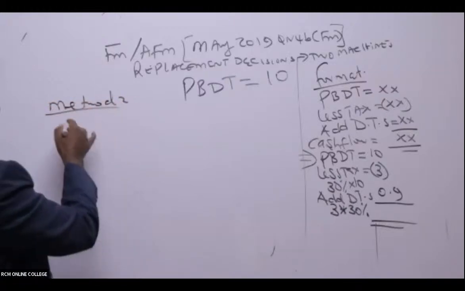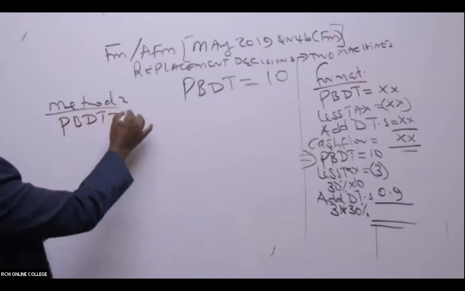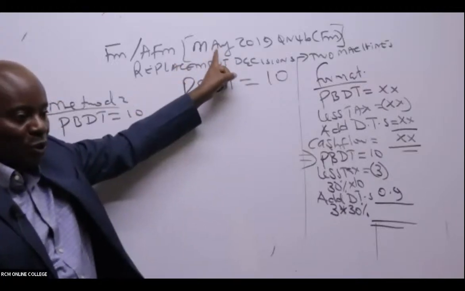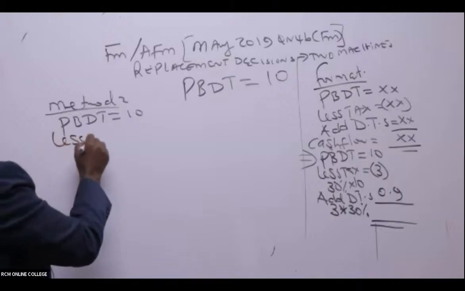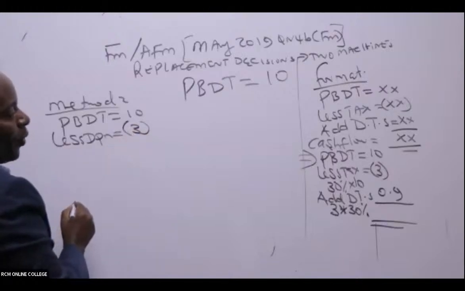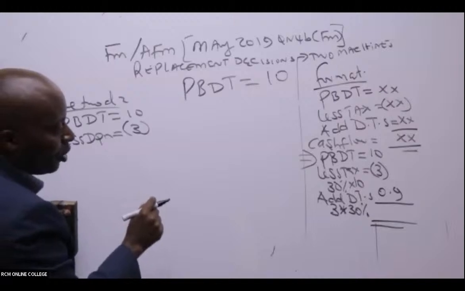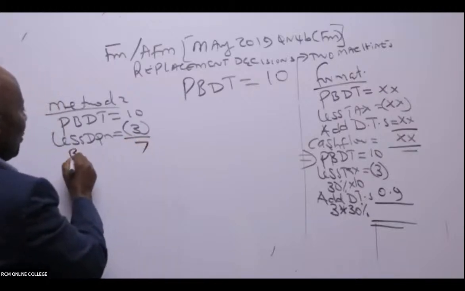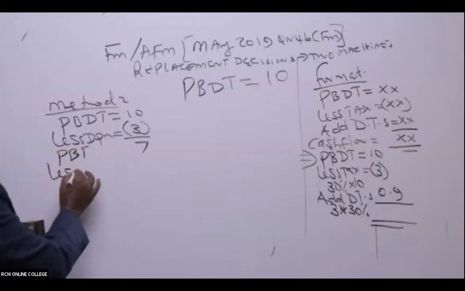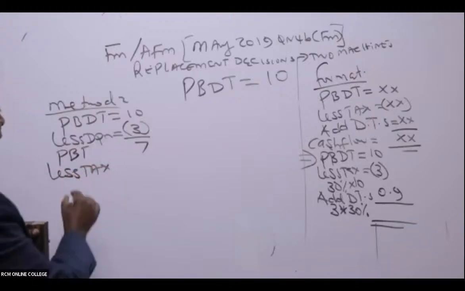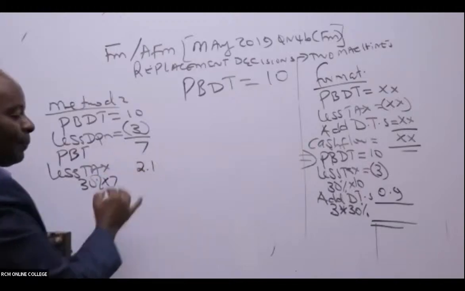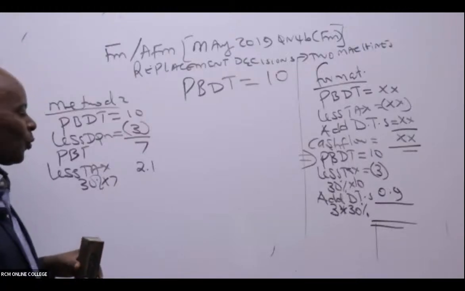So method 2, ladies and gentlemen: we have profit before depreciation and tax of 10. I'll be making use of this knowledge to tackle this question. Very important. So somebody will come and less depreciation of 3. The ones who have subtracted depreciation of 3 get 7, which is profit before tax. And then they will less taxation. Tax in this case is 30% of the profit. 30% of 7 gives me 2.1.